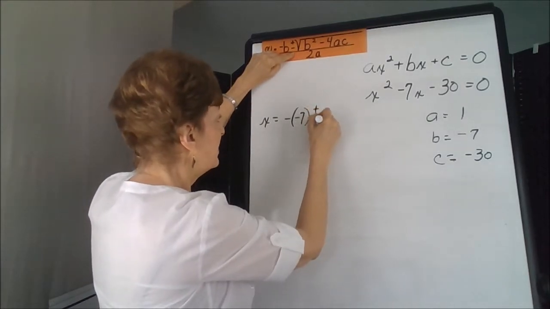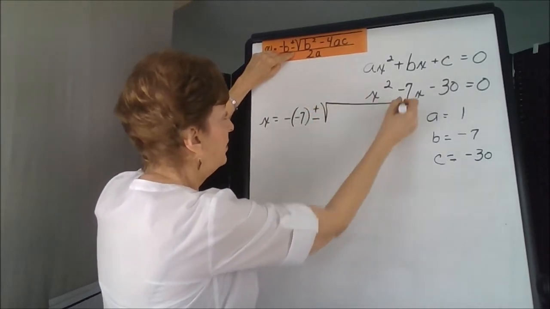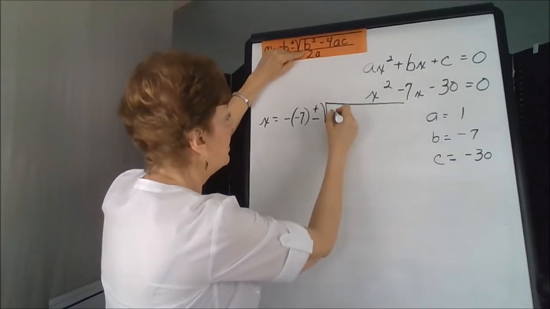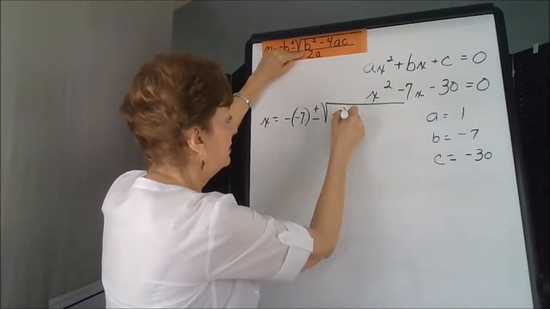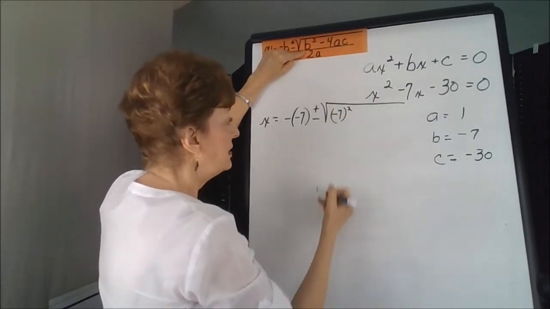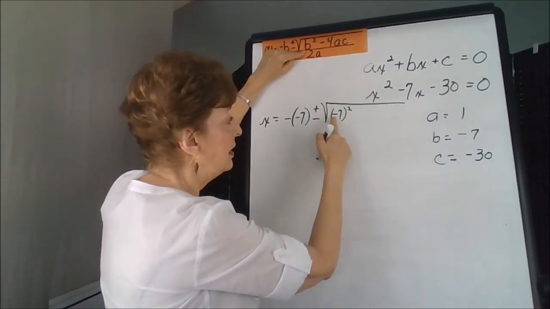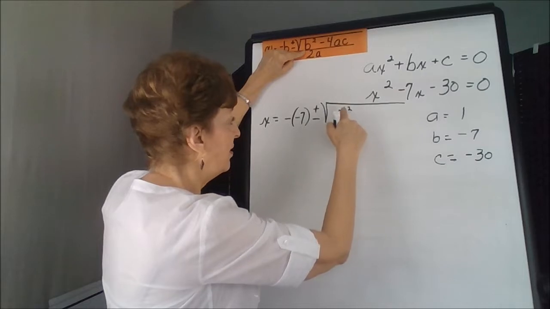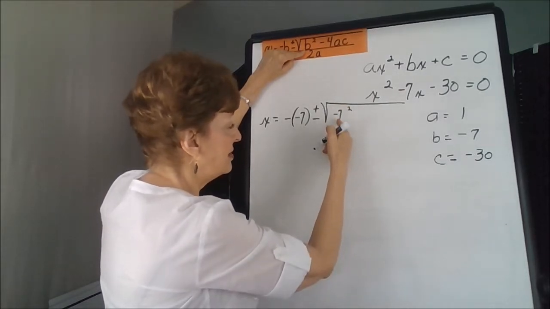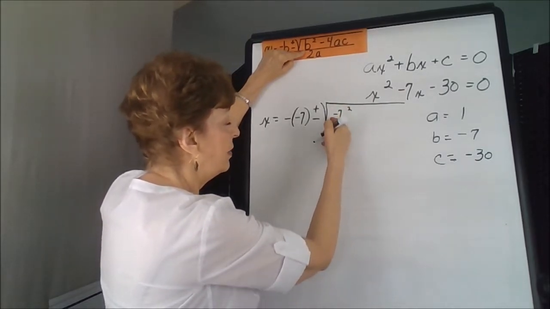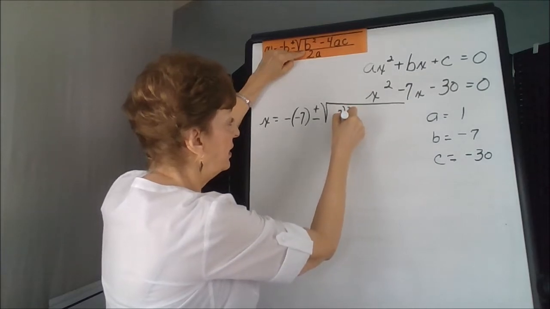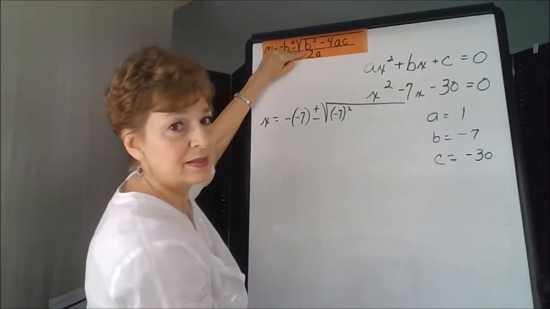Plus or minus the square root of B squared, so I'm going to go (-7) squared. Technically, the whole thing has to be in parentheses, because if that parenthesis wasn't there, it actually means just the 7 is squared. When you want the negative sign to be included, you need to put it in parentheses.